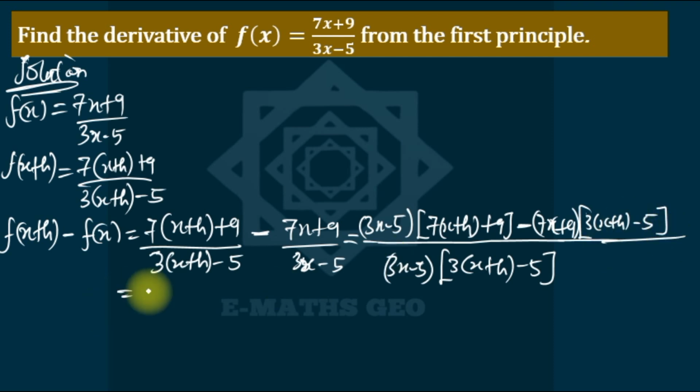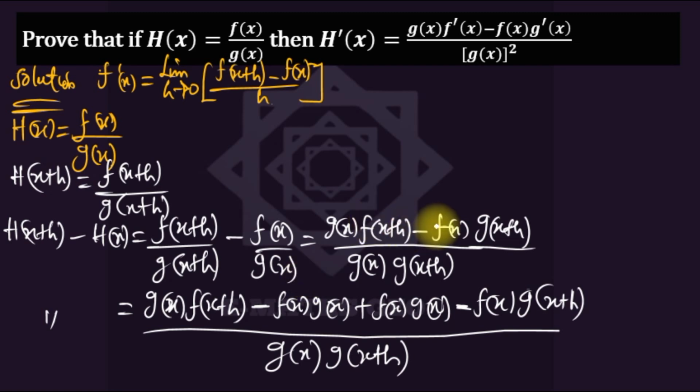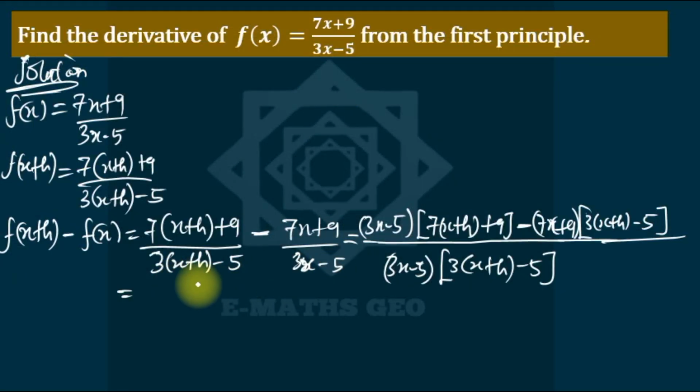So in the video, if you could remember, we added something. Let's go back so you see what we did. If you could remember that we added, when we got here, this is where we are in the solution, we added minus f of x g of x and countered it. We added and countered it. This is 0, getting back to this. So that's what I will do here. So I will subtract, this is 3x minus 5 times 7 times x plus h plus 9.